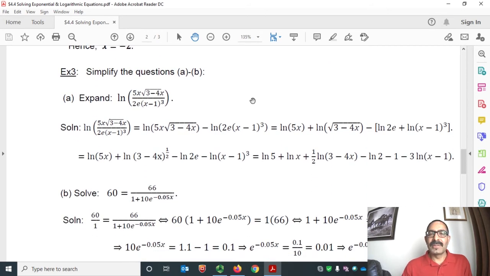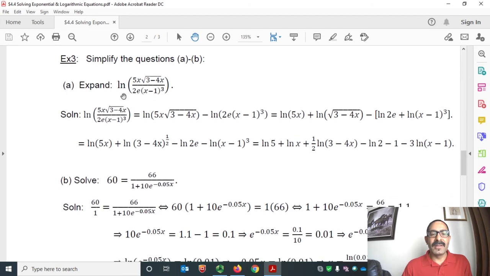Simplify the equations. Example 3. Simplify the equations A and B. So in part A, it says expand these logarithmic functions. So using the properties, let's expand this one. And this is written in the compact form. Let's expand. So here, let's start.